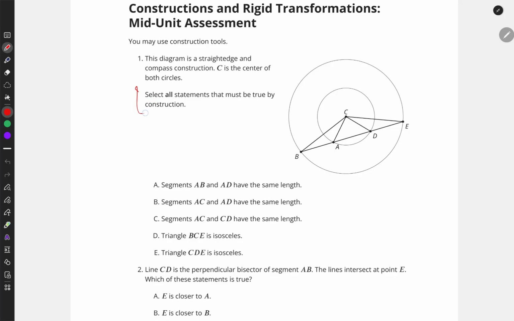Select all. See how this is highlighted right here? Beautifully highlighted. All, that means there's more than one answer. So select all that is true. There are some things that you should just know at this point about a circle. And obviously there's two circles here.